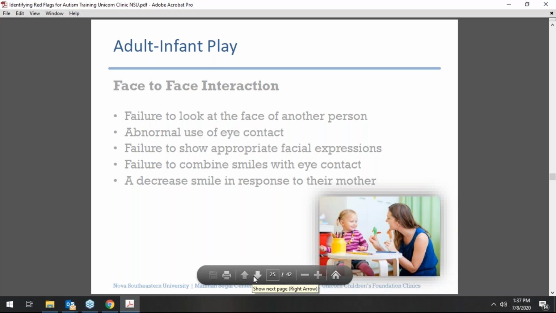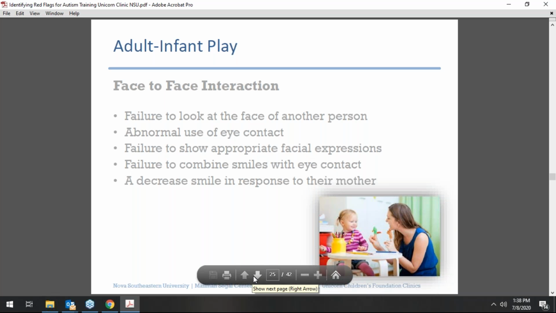So there are some differences that we also see in adult and infant play. For example, like we mentioned before, not really looking at the face of another person, and abnormal use of eye contact like we saw in the video. So they're really not making eye contact with you. And you use eye contact for many things. You use eye contact to show the other person that you're responding to their interactions. You make eye contact to share enjoyment. You make eye contact for a variety of reasons. So there's definitely something that you see here during play.